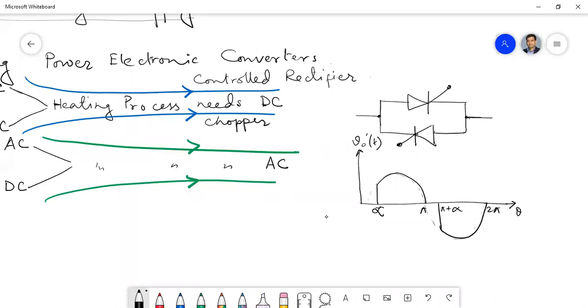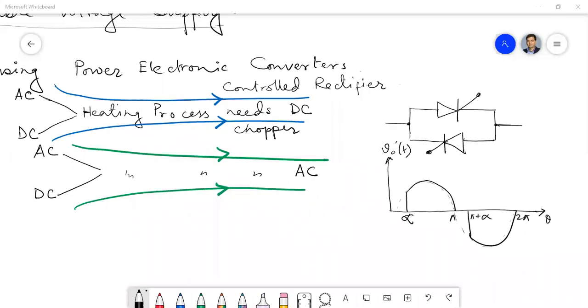Sir, inverter. Inverter. So how many types of inverter have you heard of, or studied?